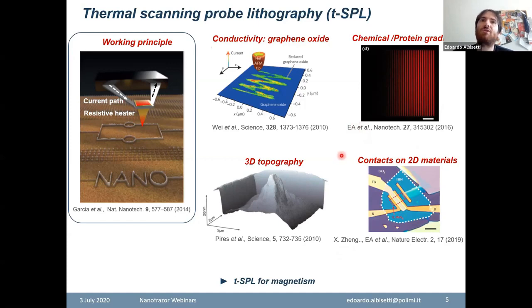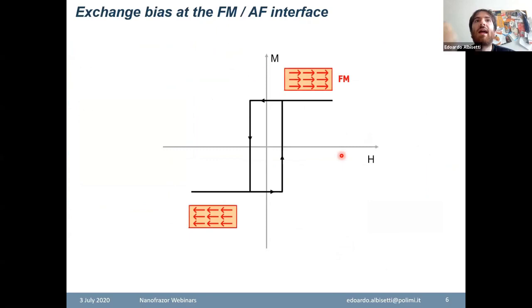So our idea was to try to use thermal scanning probe lithography for magnetism. And if you want to use this technique for magnetism, then you have to find a physical mechanism that actually is triggered by temperature. And one of the most famous ones, that are already used at the macroscopic scale in magnetic devices, is the exchange bias. So exchange bias, in the most simple version, happens at the interface between a ferromagnetic material and an antiferromagnetic material.